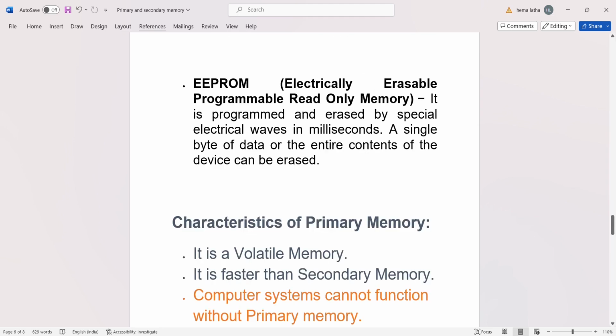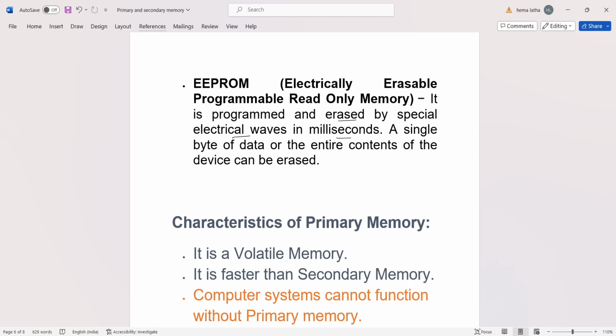Next one is EEPROM, electrically erasable programmable read-only memory. It is a little bit advanced compared to the first two cases. Actually, the program can be erased within a millisecond. The whole content of the device can be erased within a millisecond by using electrical signals. That's why it is called electrically erasable programmable. So these are the types of read-only memory.